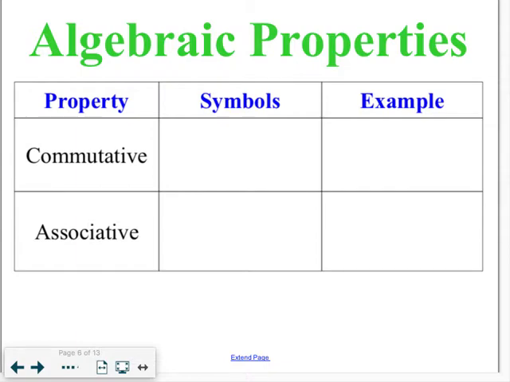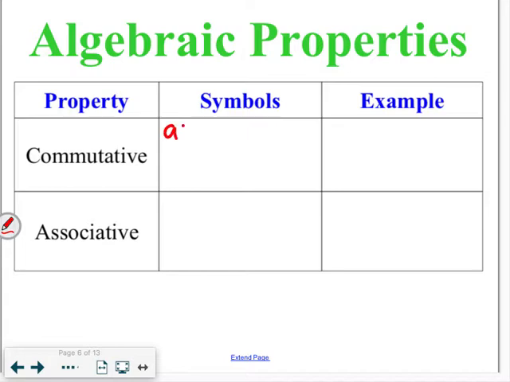Last type of properties we're going to talk about is the algebraic properties. These are ones that will come into play a lot during our time this year in algebra. The first one is called the commutative property. And this is saying that you are allowed to rearrange numbers in addition and multiplication.